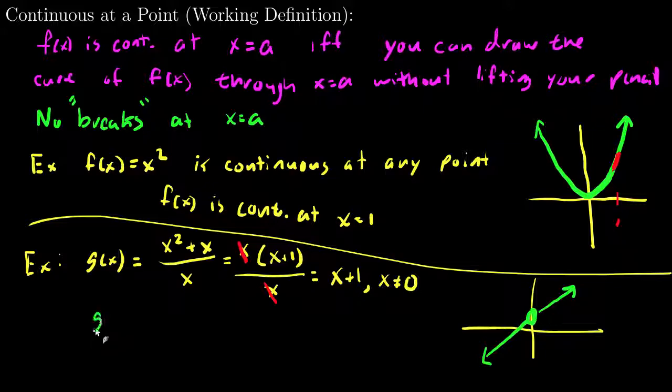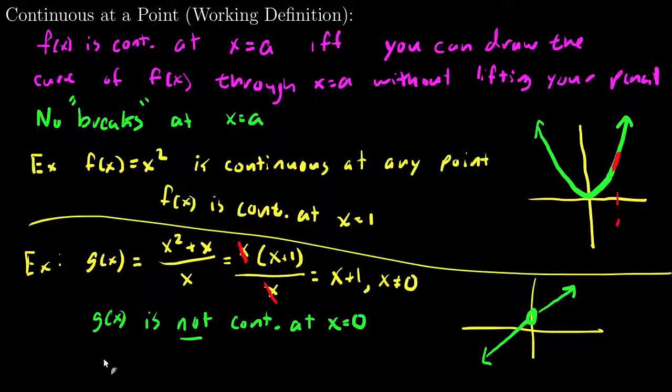So g of x is not continuous at x equals 0 because of this break. If I tried to draw it, yeah, I guess you could say I can go here, then do a little loop-de-loop, and then go on. No, that's not what we mean. If I wanted to draw this, I would have to pick up my pencil and start again to get there.